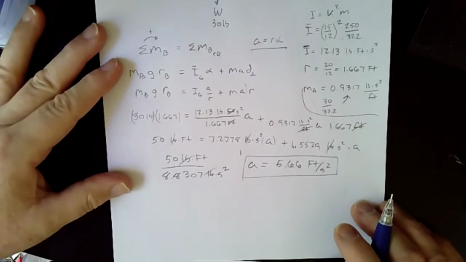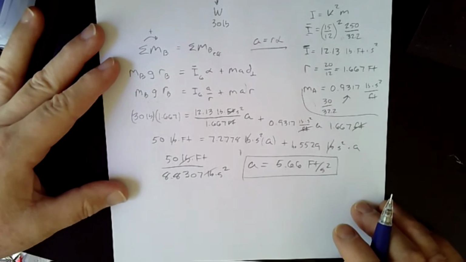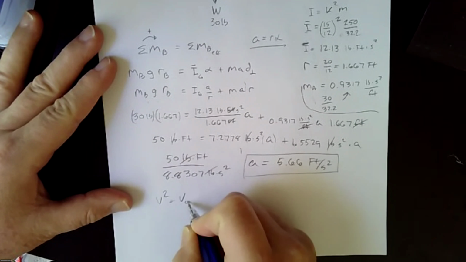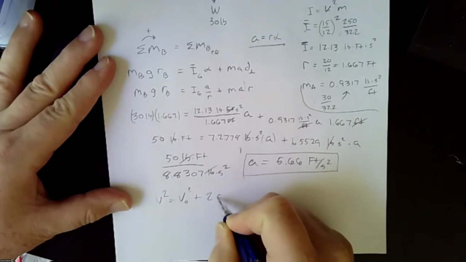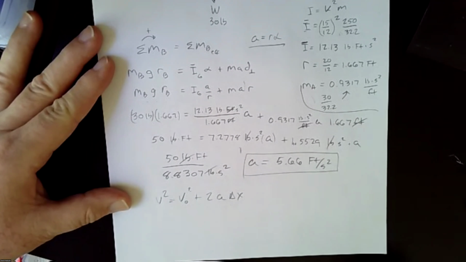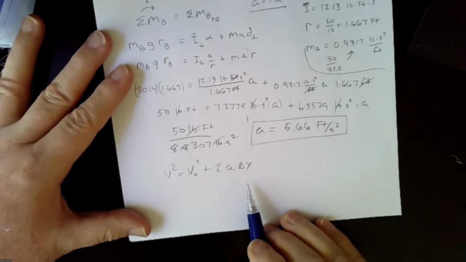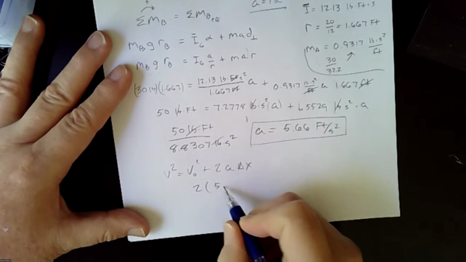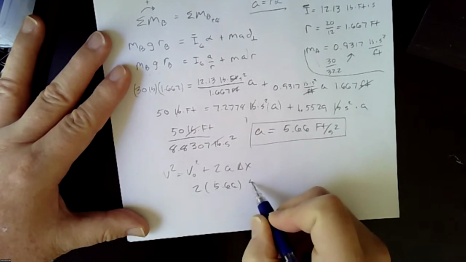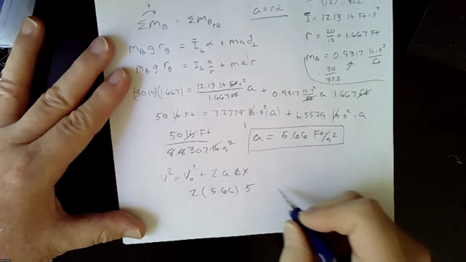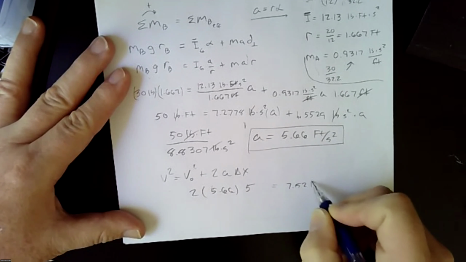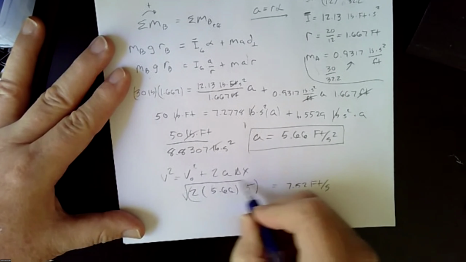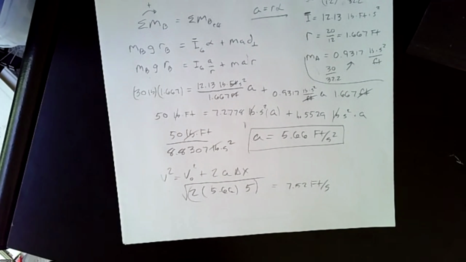So the velocity at 5 feet would just be v squared equals v naught squared plus 2a delta x. So that's just going to be 2 times 5.66 times 5. And so we get 7.52 feet per second. Oh, and that's all square rooted. Okay. And that's it, because v naught is 0.